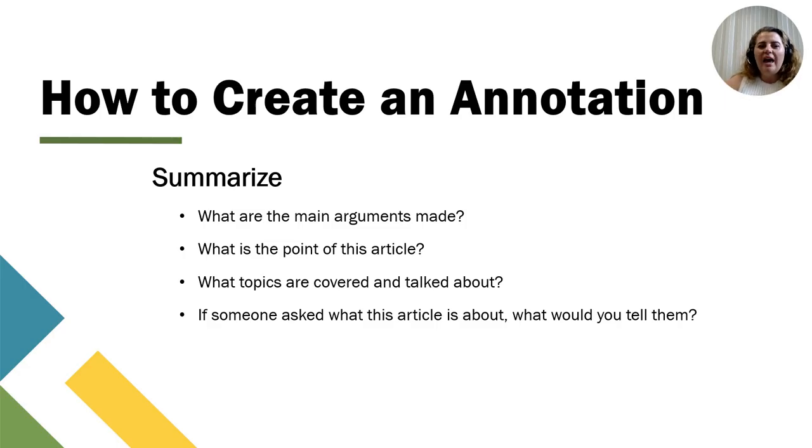So now let's look at how to create an annotation. And these are broken into 3 steps. The first step is to summarize. Here you're looking at what are the main arguments being made? What is the point of this article? What topics are being covered and talked about? And really, if someone asked you, what is this article about? What would you tell them? This is just the summary of what's in the article.